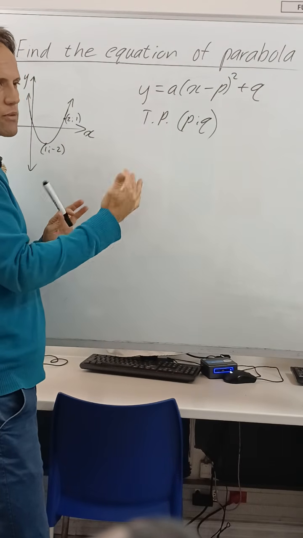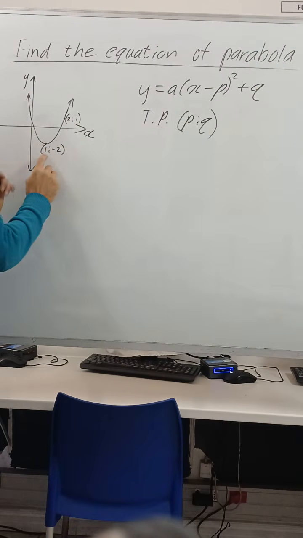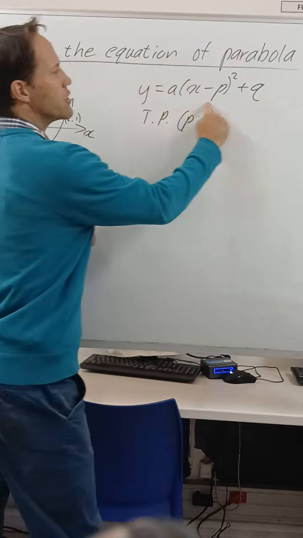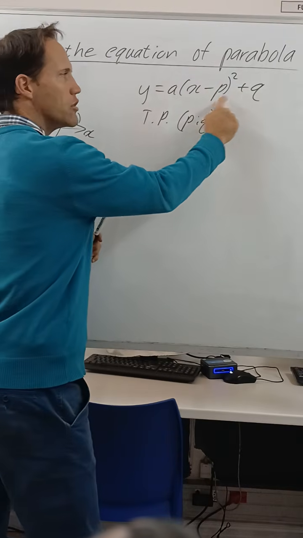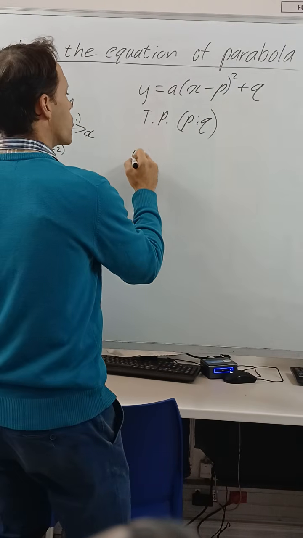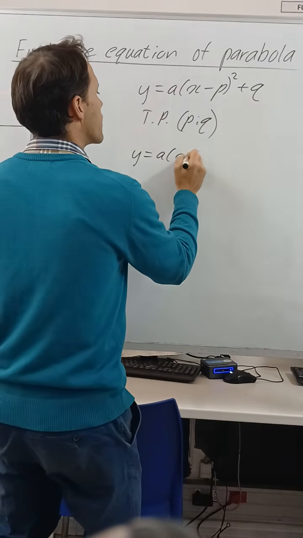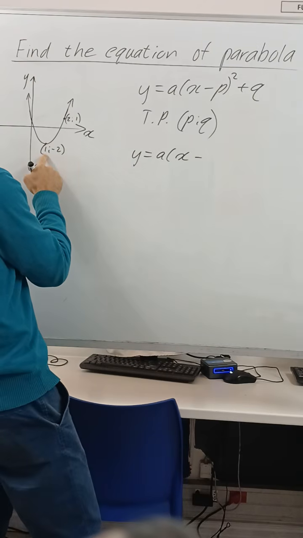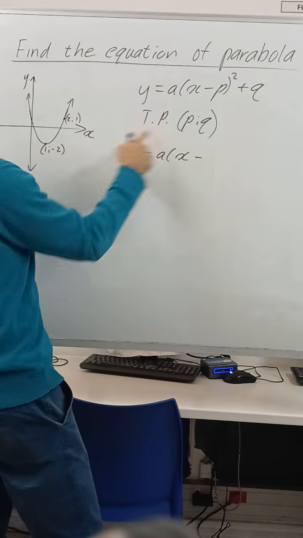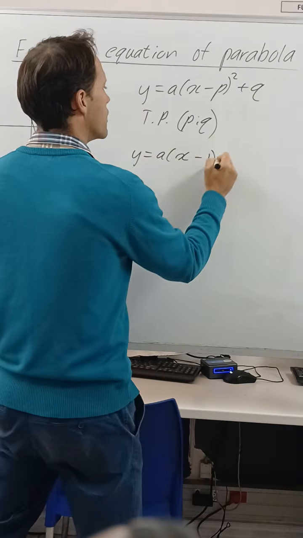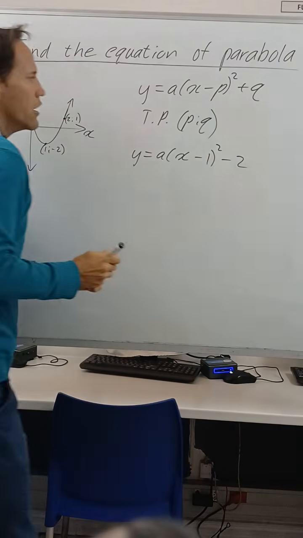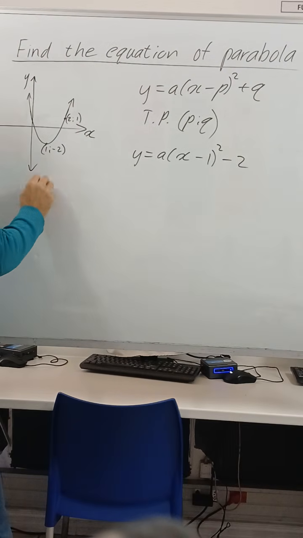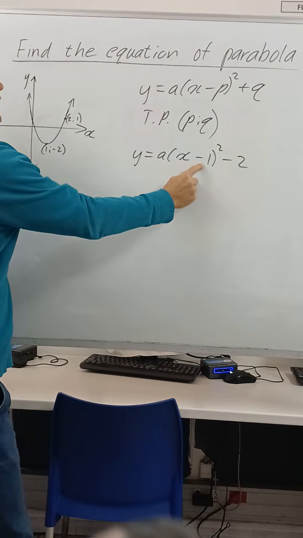You must decide which one to use. In this case, because we have the turning point (1, -2), we have to use the turning point form and substitute the turning point. So we're going to say y = a(x - 1)² - 2, where the x value of the turning point, p, is 1. So just remember, it's always the opposite sign for this one.